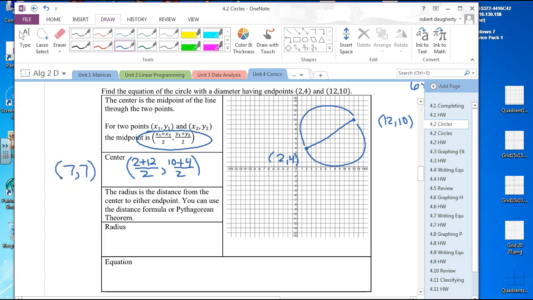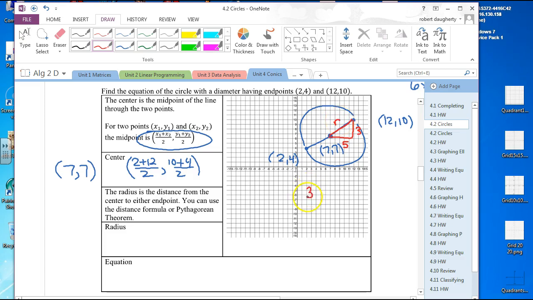Okay. And so now I just need to figure out what the radius is. So I know that the center of this circle is 7, 7. So I can do two things. I can use the distance formula or the Pythagorean theorem. Doesn't really matter. If I use the Pythagorean theorem, I'm trying to figure out what is this distance right here. What's the distance along the x, the bottom of that triangle, from 7 to 12? That's 5. From 7 to 10, that's 3.